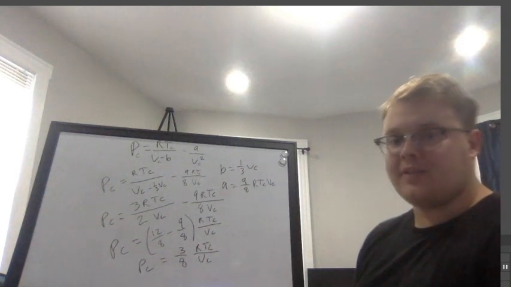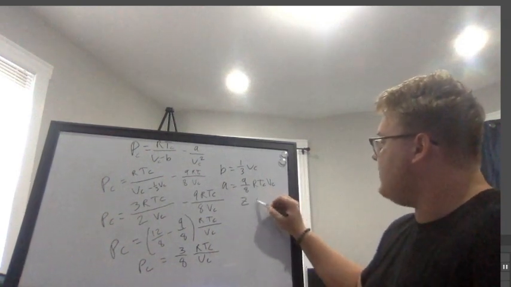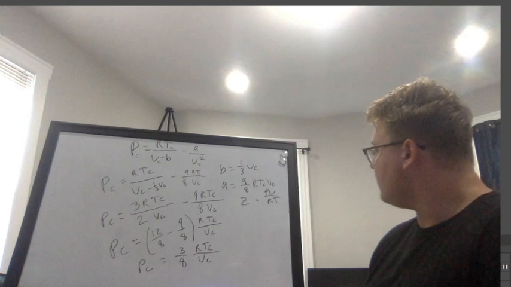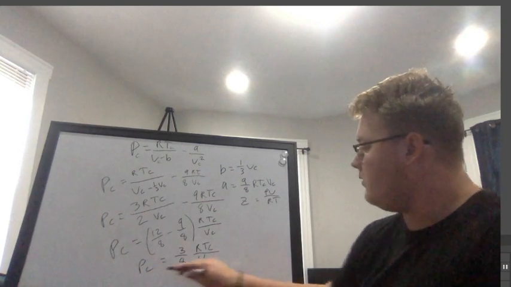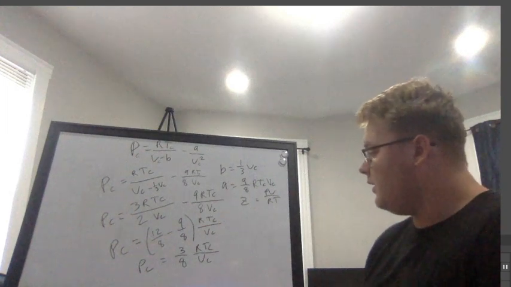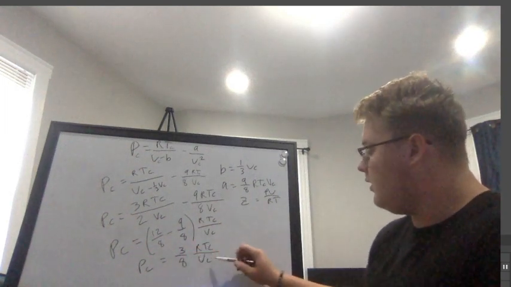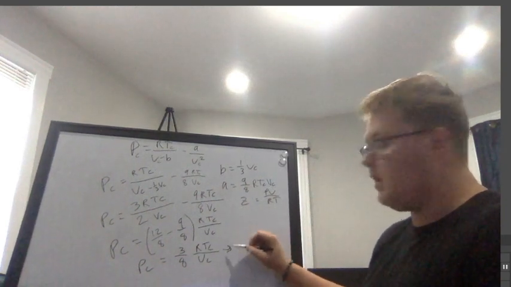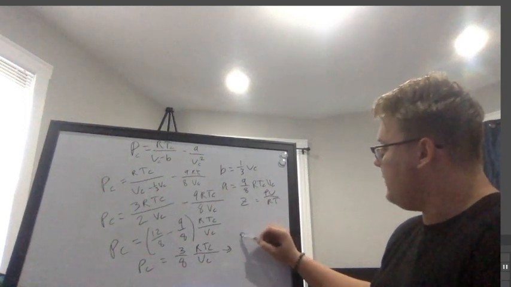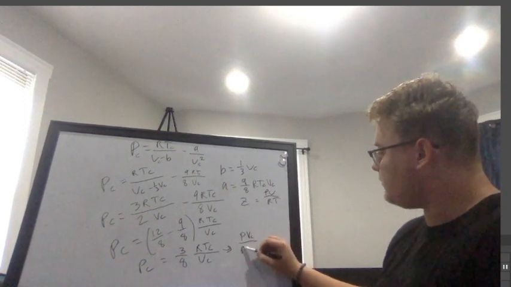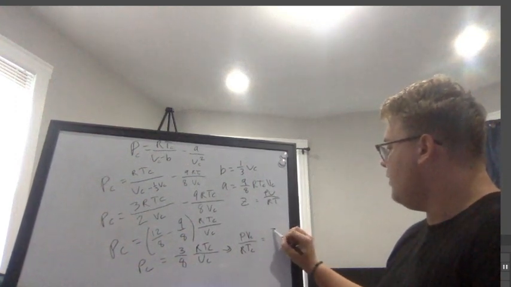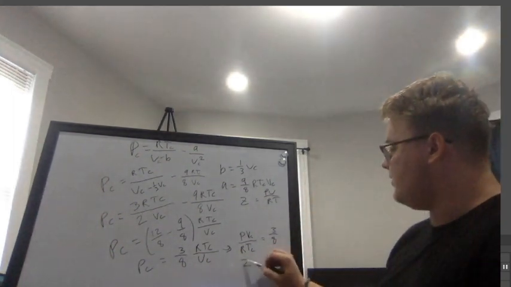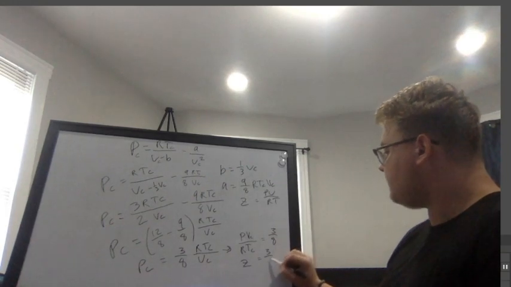Let's remember what the compressibility factor is. I erased it, but I'll write it again. Z is equal to PV over RT. Well, I have a P, I have a V, I have an R, and a T. So if I multiply by the denominator and divide by the numerator, I can get this to become PVC over RTC is equal to 3/8. So PV over RT is Z, so we can essentially say that the compressibility factor is equal to 3/8.